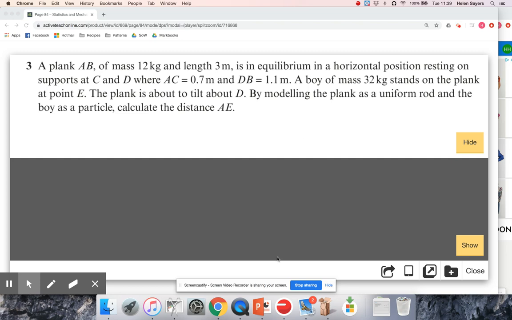Okay, so we're looking at exercise 4E from the second year Stats and Mechanics textbook. Chapter 4 is on moments and exercise 4E is focusing on tilting. So we're looking at question 3.